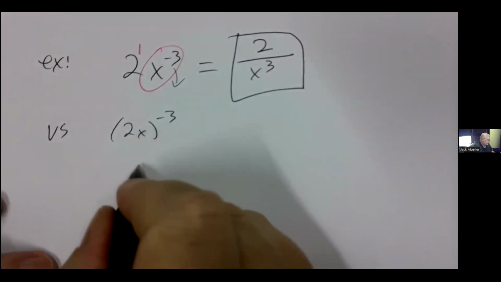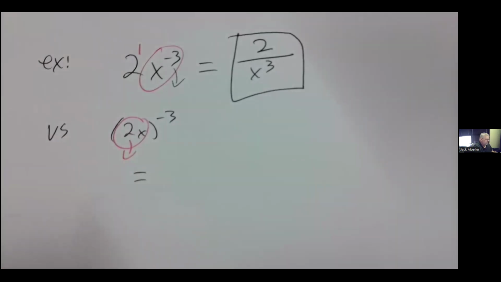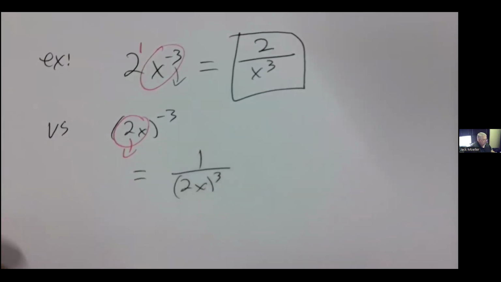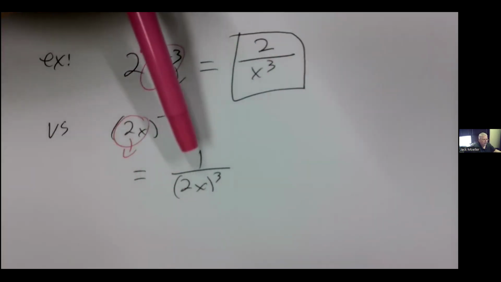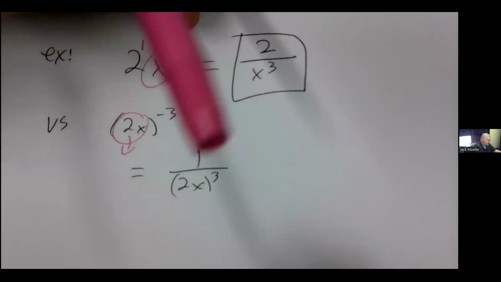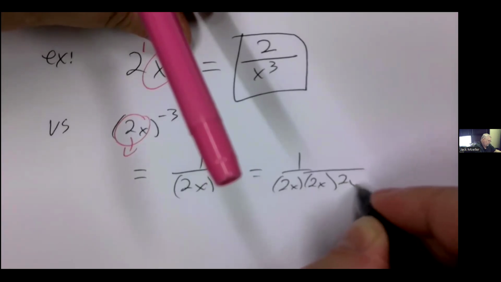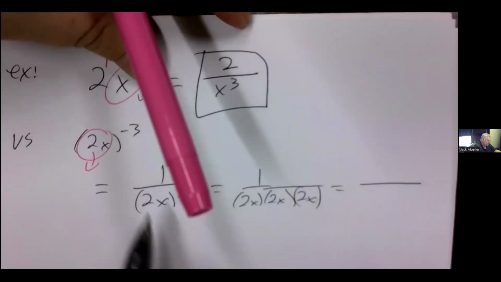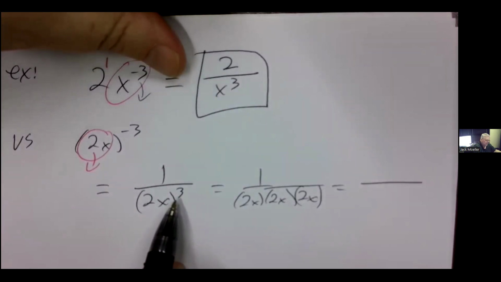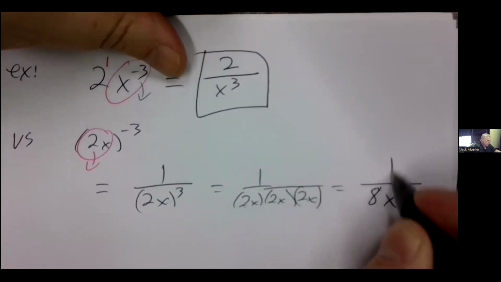Now for the next one, because of the parentheses, both of them are going to get flipped down to the bottom. We want 1 over (2x) cubed. Now this one we can do a little bit more with because if we have (2x) cubed, it means 2x times 2x times 2x. So really what we're doing, since those are both multiplied, we're cubing each of them. So 2 times 2 times 2 is 8, and then x times x times x is x cubed.